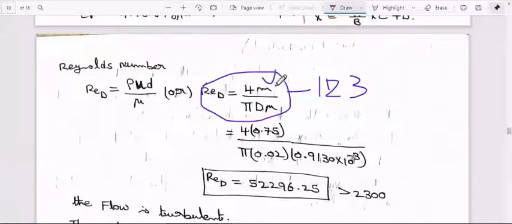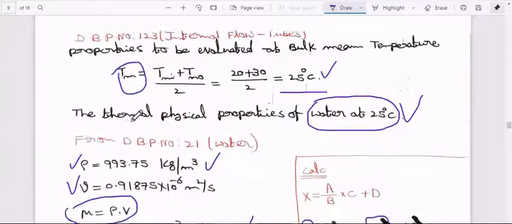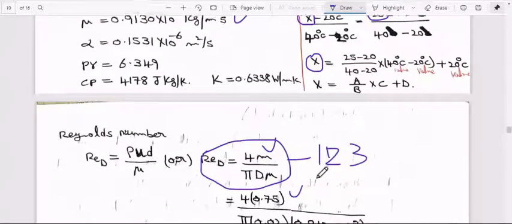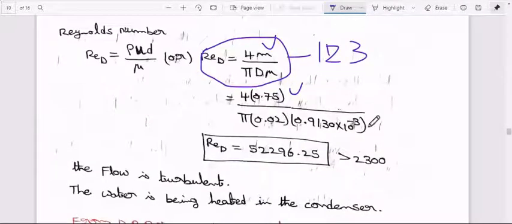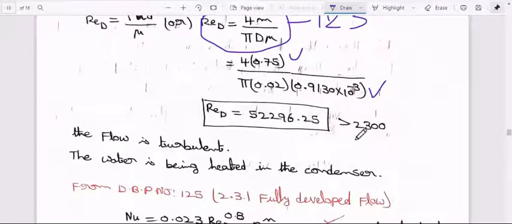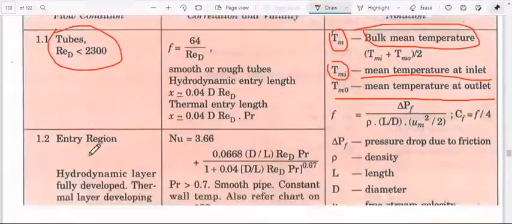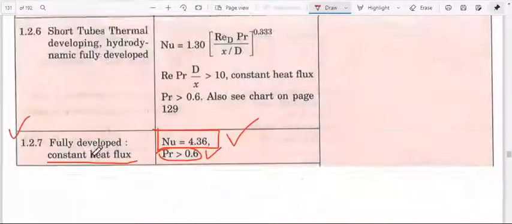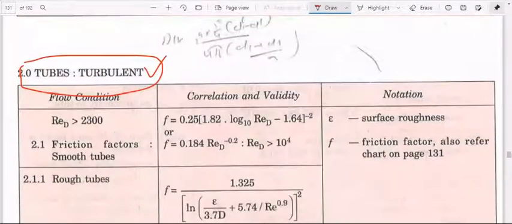RED value. So here the m value is 0.75, the d value is 0.02, and the mu value is taken from the bulk mean temperature at 25 degrees. We can substitute the mu value also. After substituting these values, RED is greater than 2300. This condition shows that the flow is turbulent. That's why I'm considering turbulent flow. Again I am going to page number 124, tube is turbulent.